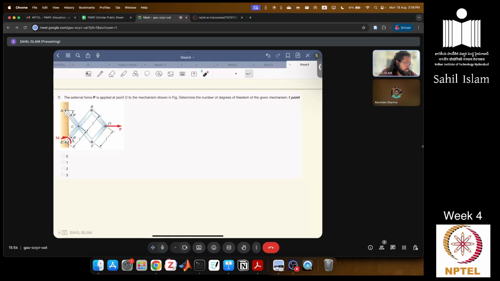So it's the number of degrees of freedom given in the mechanism. To find out the number of degrees of freedom, that means which coordinates can move freely.